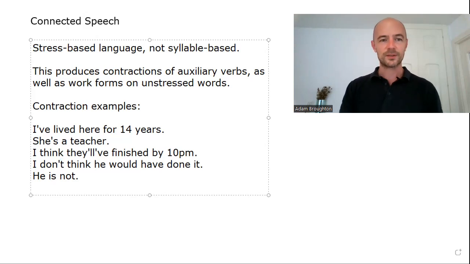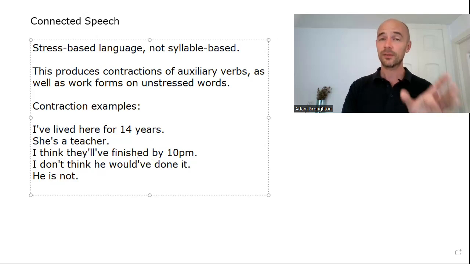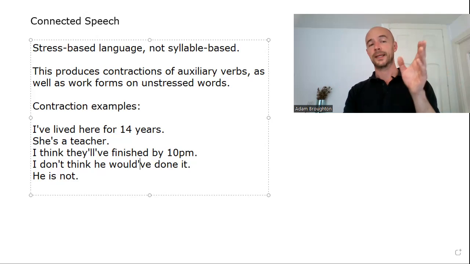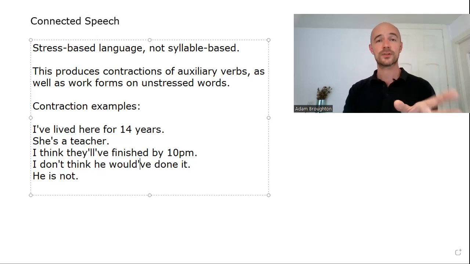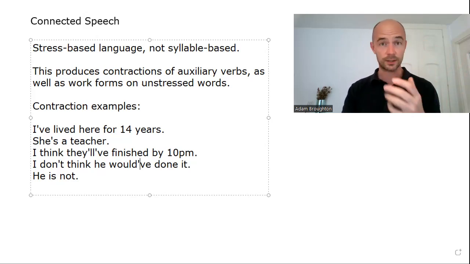And then what happens in the sentence also is this "would have". Again, we don't pronounce it as "would have", we pronounce it as "would've". I don't think he would have done it. So again, you wouldn't typically write it in this way, but this is exactly how it would sound when a native speaker says this. So even if I say this slowly, it still gets contracted. It's just the way that English sounds.